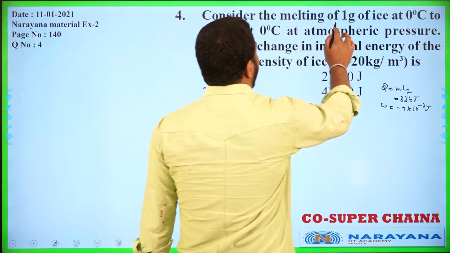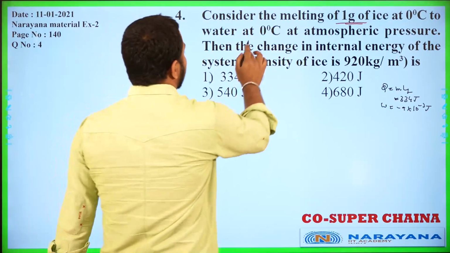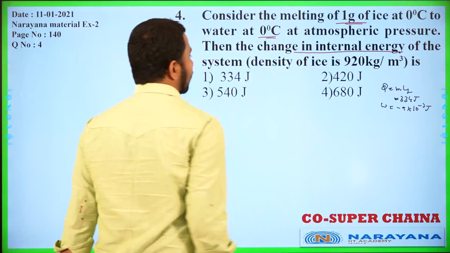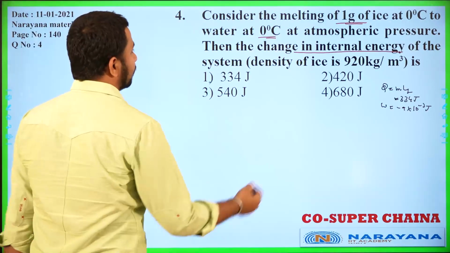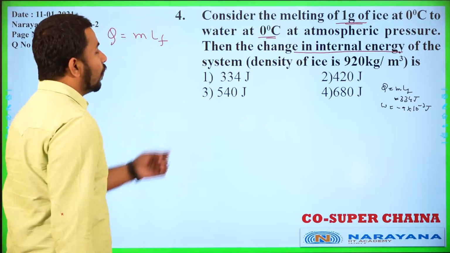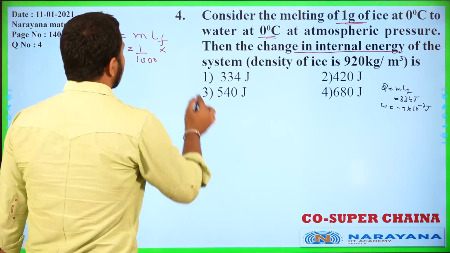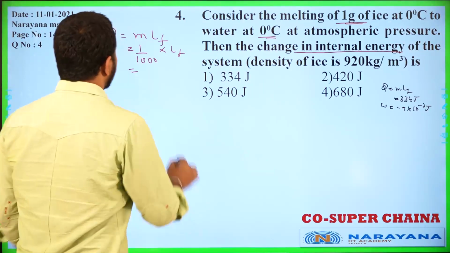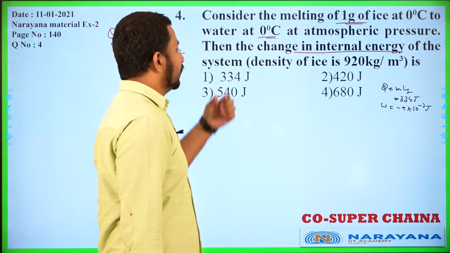Consider the melting point of ice. 1 gram of ice is at 0 degrees Celsius and water is given at 0 degrees Celsius. At atmospheric pressure, again you have to calculate the change in the internal energy of the system. If you find the heat supplied, first there will be a change of state. For that it will be M into LF. 1 gram is given, so 1 by 1000 into LF. If you substitute the value of LF here, we'll get 334 joule. This is the Q which we got from here.